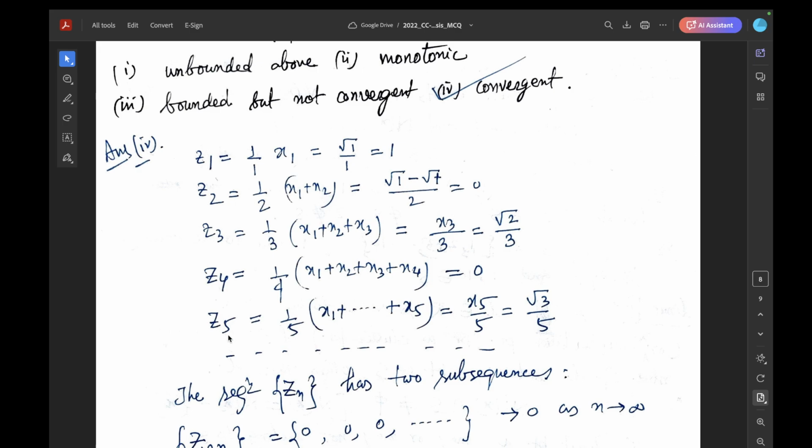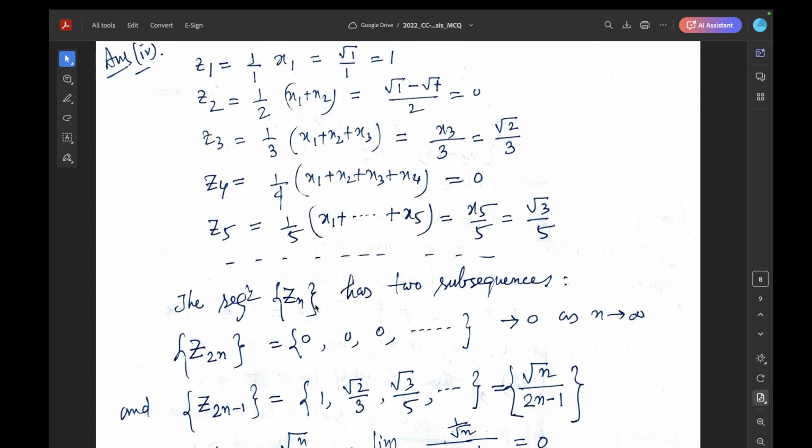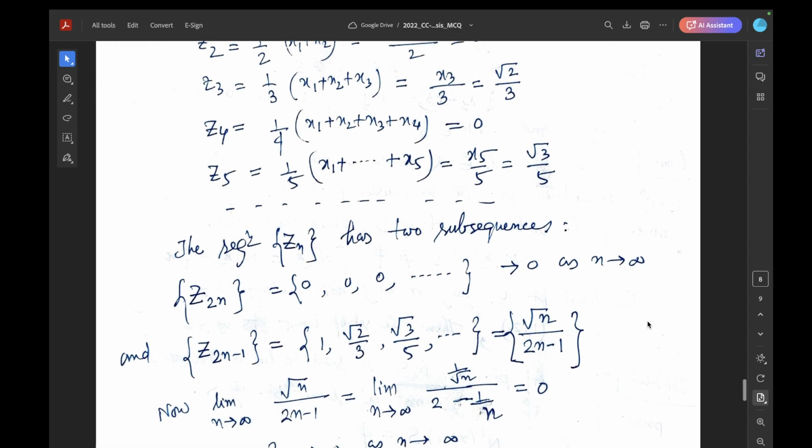And Z5 equals x1 plus x2 plus up to x5, divided by 5, which is equal to x5 by 5. This is equal to root 3 by 5. So the subsequence Z twice n equals 0, tends to 0 as n tends to infinity. But the odd subsequence Z twice n minus 1 is 1, root 2 by 3, root 3 by 5, and so on, equal to root n by twice n minus 1.